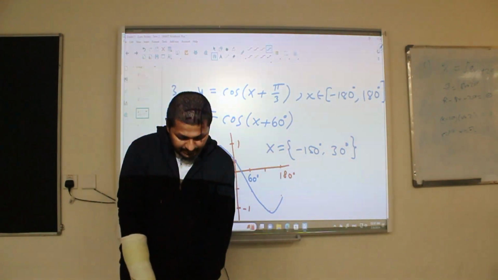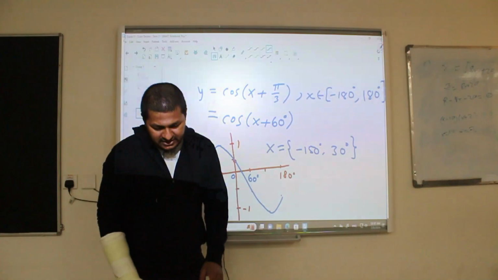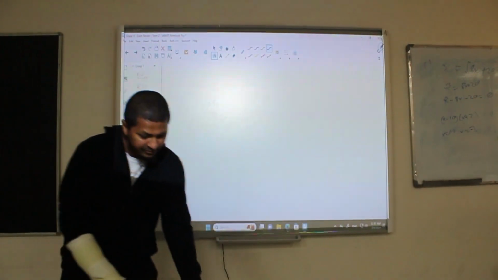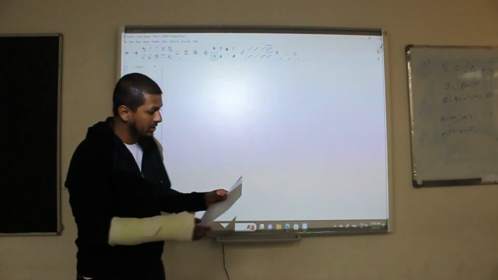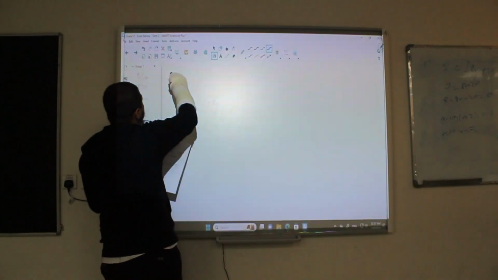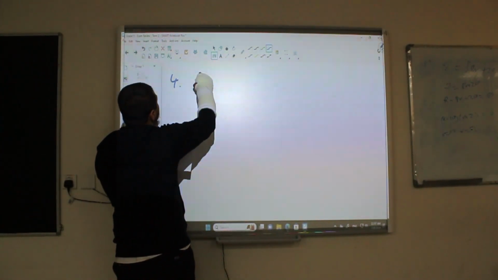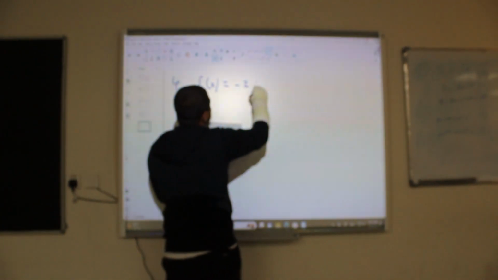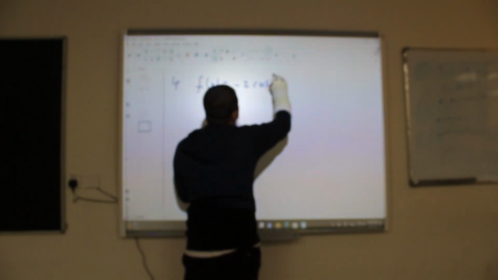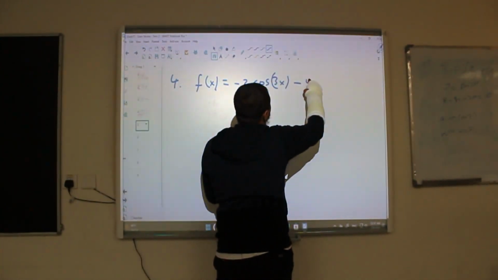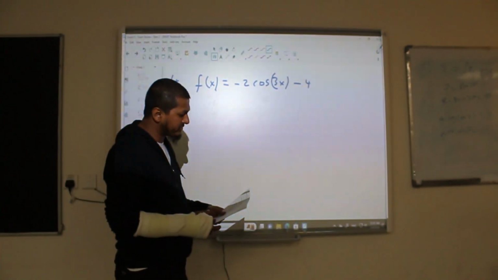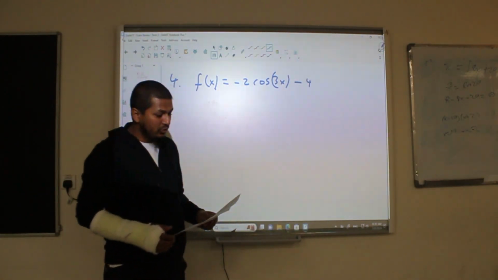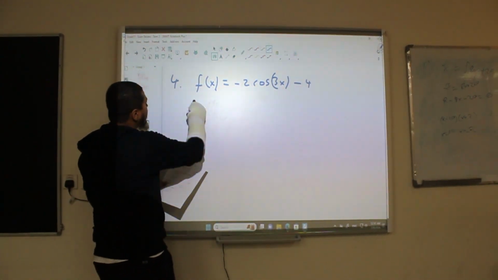Okay, question number 4. Find the minimum and maximum value of the functions. Please make sure that you guys have the page in front of you. So question number 4, we want to find the minimum and maximum value of the function. So we have f of x, which is equal to negative 2 cos 3x minus 4. What we see here is that the original graph was negative cos 3x, and this graph was shifted 4 units down.